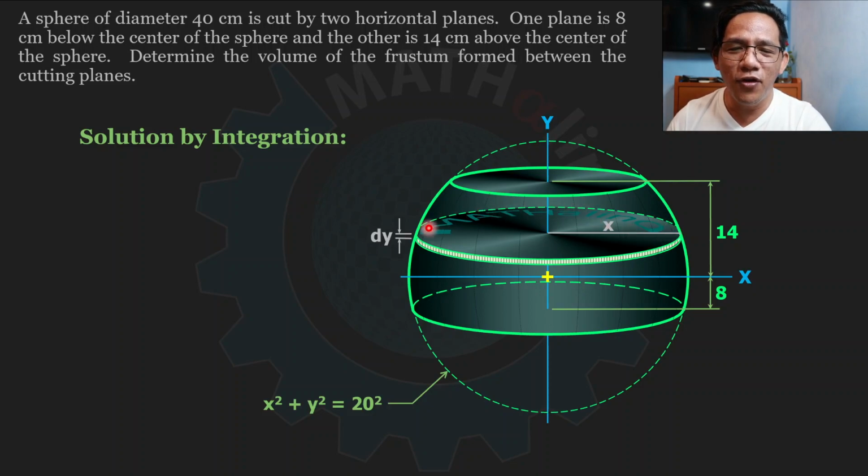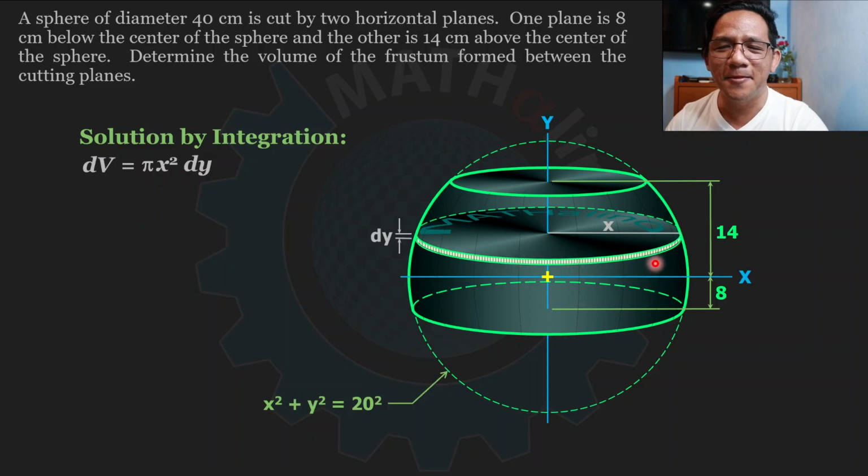What is the volume of this differential element? Of course, that is a differential volume. This is equal to what? A very thin cylinder of radius x, height dy. The base is a circle, so the area of the base is pi x squared, times the height, dy. That is the differential volume of this element.